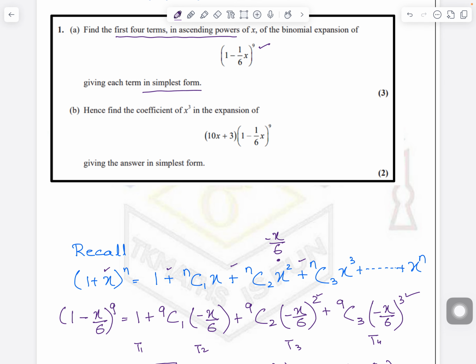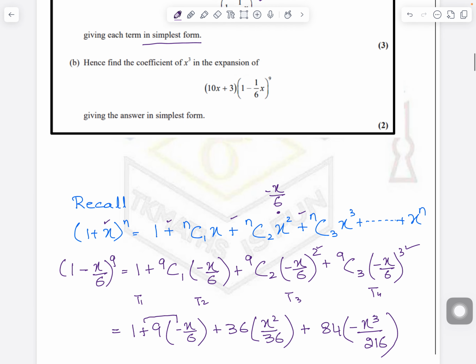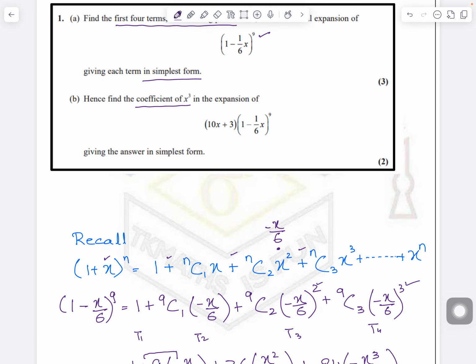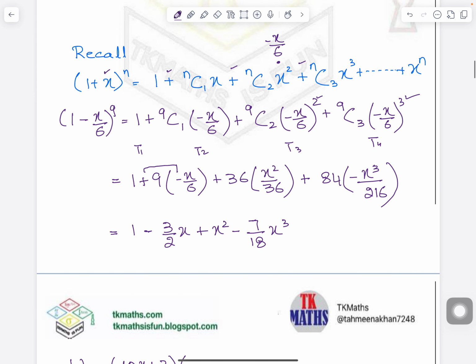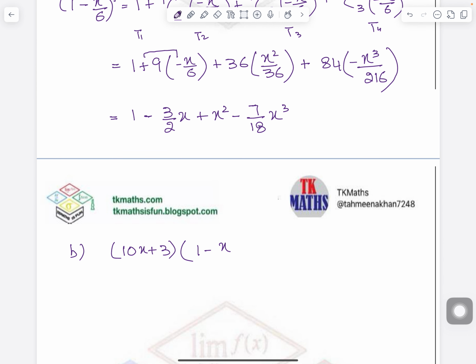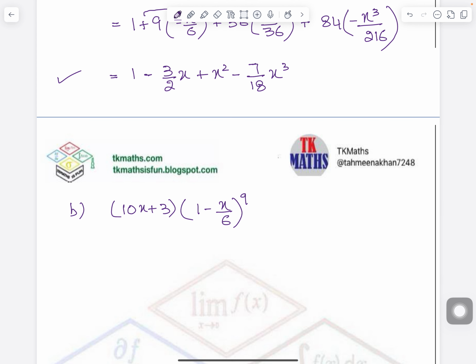And we have written in the simplest form. It means we have simplified all the numbers. Now we have to find the coefficient of x cubed in this expansion. Now this term 10x plus 3 has no power, but this term is exactly the same. So the expansion I have done in part 1, I will substitute here. Okay, so let's see here. So part B is (10x plus 3) multiplied by the expansion, which was (1 minus x over 6) to the power 9.